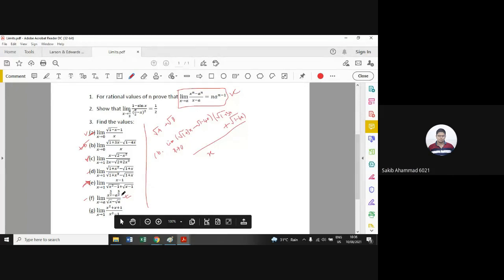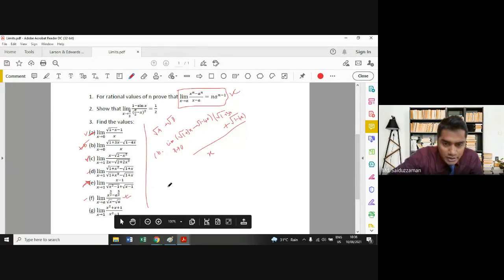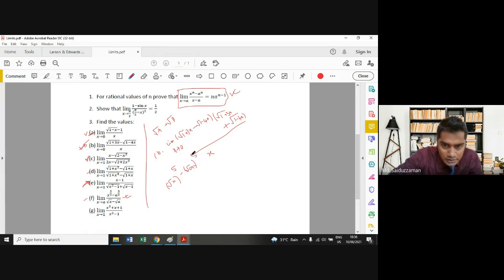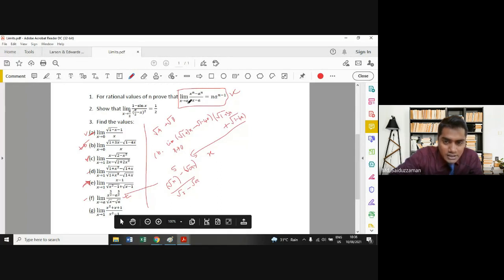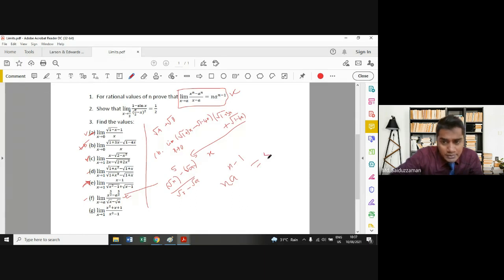Just put here in the numerator, it is root x to the power 5 minus root a to the power 5, divided by root x minus root a. Can I write it this way? Yes, sir, because these and these are the same. So now we can directly apply the formula. Root x means x, root a means a. So x to the power n minus a to the power n divided by x minus a. So what is the formula? n a to the power n minus 1. What is n here?